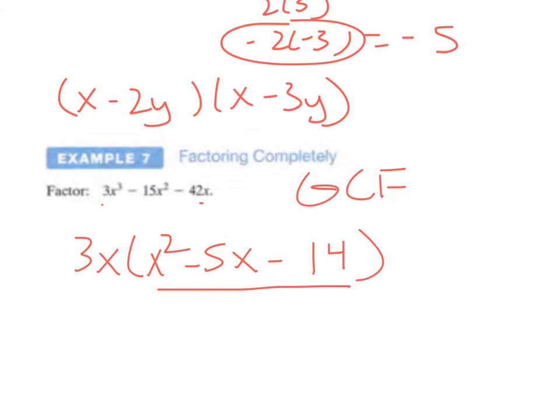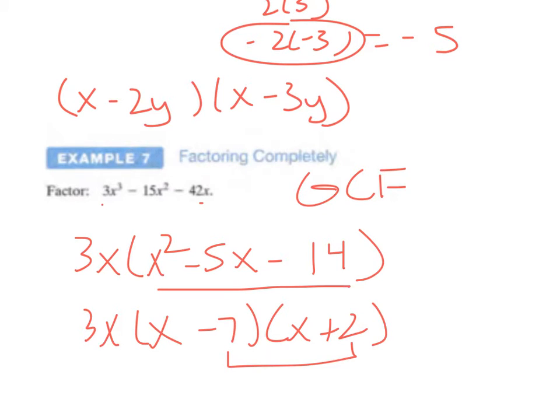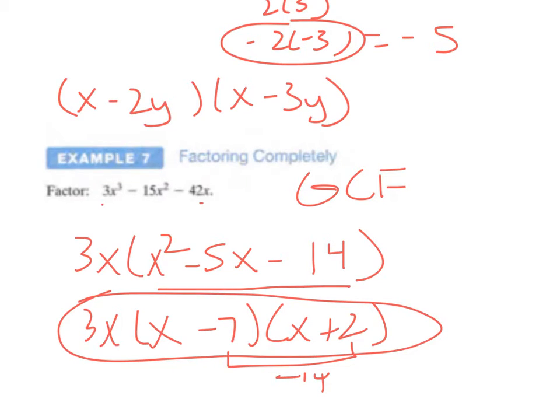So 14, what two numbers give us a -5? And they happen to be, I believe, a -7 and a +2. This multiplies to give me -14, but when I add them, I get a -5. So my factoring is this answer.